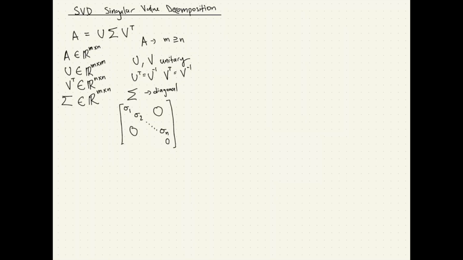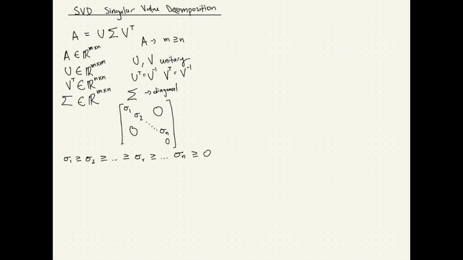0 here, 0 here. Now, the rule about these singular values is, by convention, sigma 1 is greater than or equal to sigma 2, greater than or equal to dot dot dot, sigma r, greater than or equal to dot dot dot, sigma n, greater than or equal to 0. So the lowest value a singular value can be is 0. What is sigma r? Sigma r represents the last value that is non-zero.